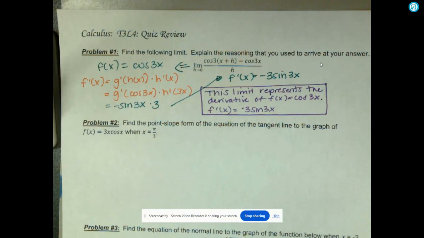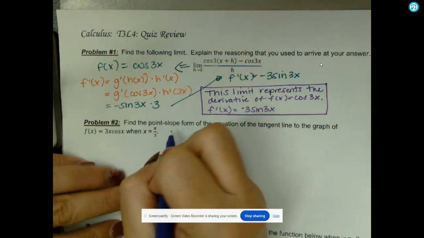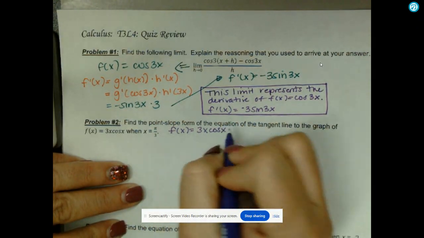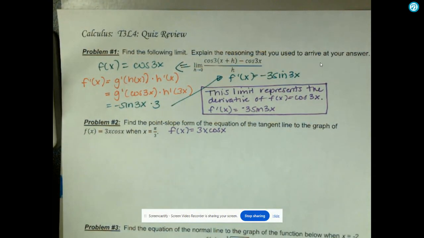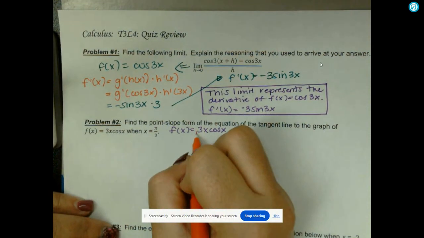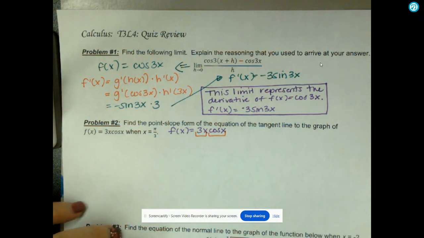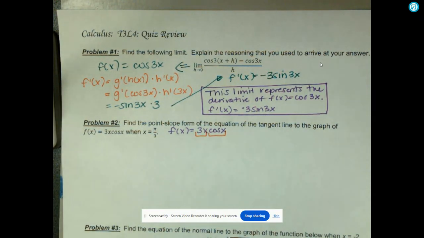All right, problem number 2. So we are going to find the point-slope form of the equation of the tangent line, POT and SOT, to the graph of f of x equals 3x cosine x when x is pi on 3. All right, so the first thing I see here is this is my function, f of x equals 3x cosine x. Right here, I am going to apply our product rule whenever I get to the derivative. All right, so the first thing I'm going to find, though, is our POT.